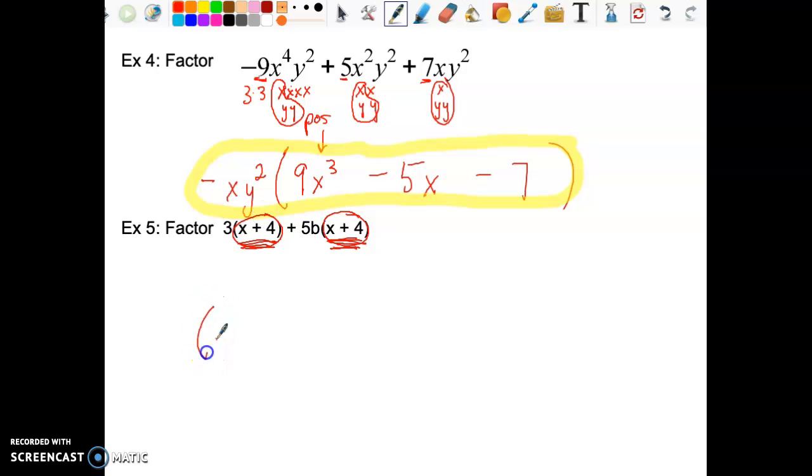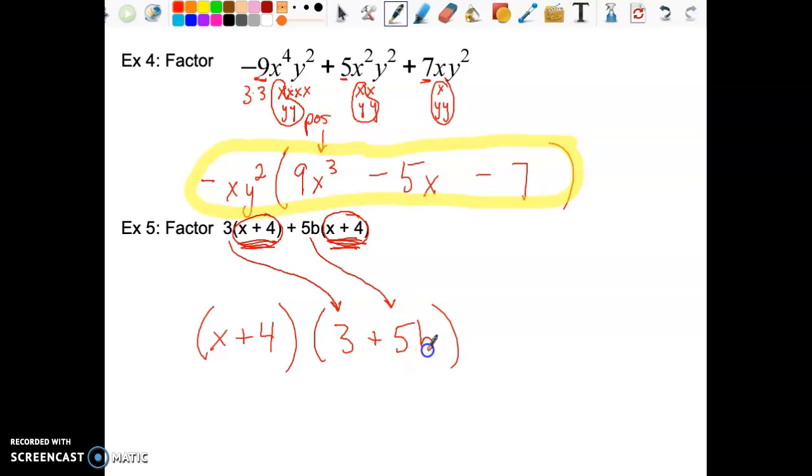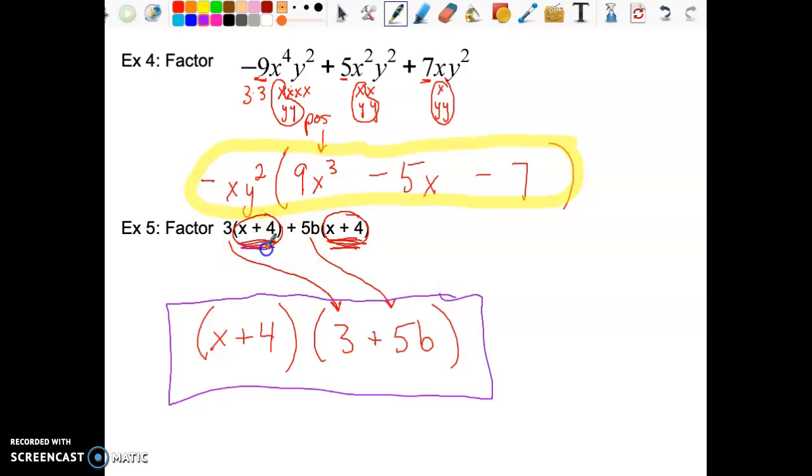So I can pull that in front. Notice I'm trying to circle it like I typically do. And then what I didn't circle stays in the other set of parentheses. So I'm looking at 3 plus 5b. And you may have done this before, but maybe you didn't really understand it before. But that's all you need to do for problems like exercise 5. If the parentheses are identical, then you can factor them out like that.